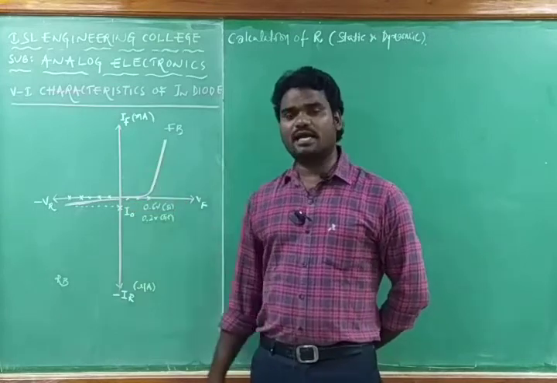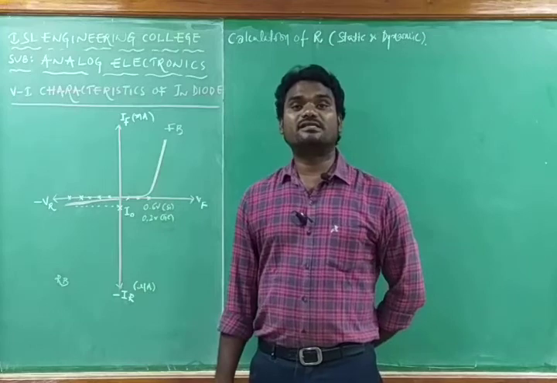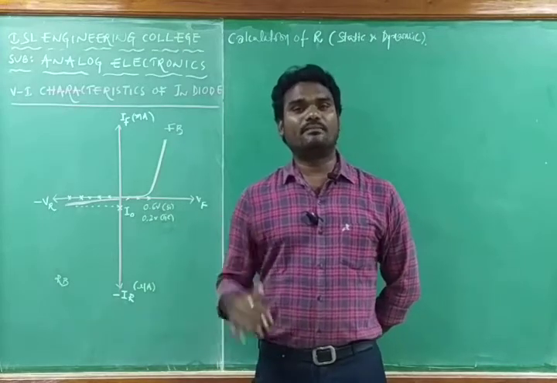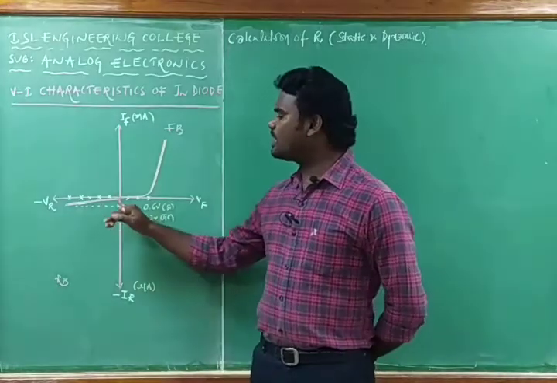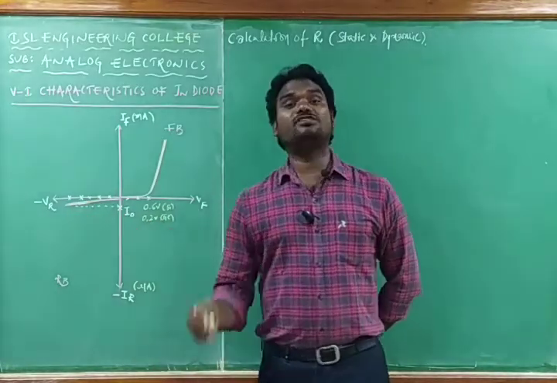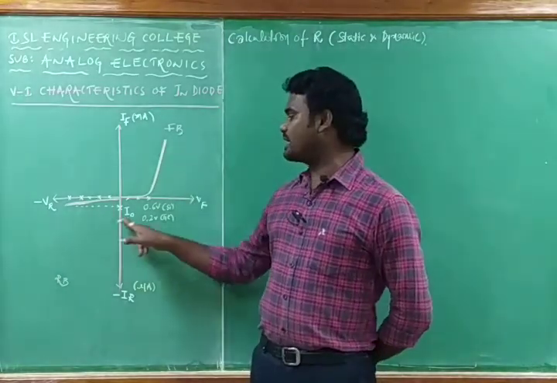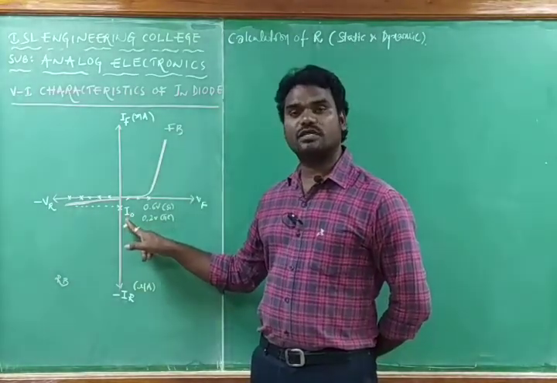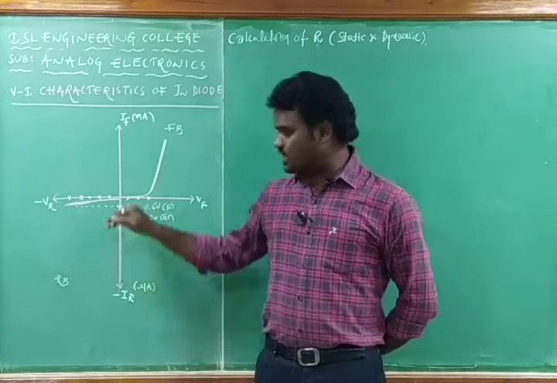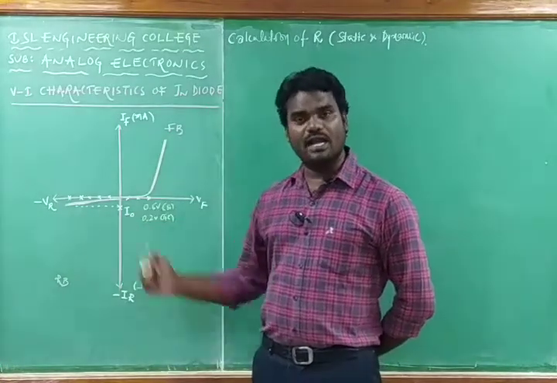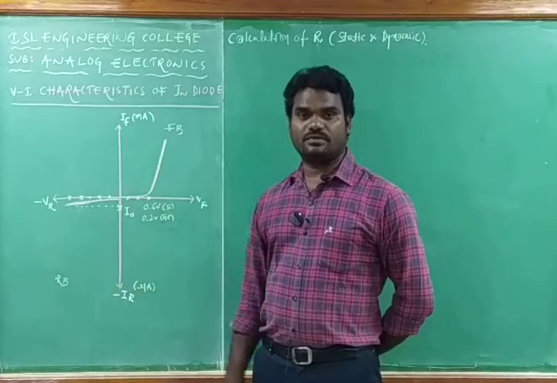In the reverse bias, the current is due to the minority charge carriers, and those minority charge carriers are very small in number, so the current they constitute is also very small, and it is almost constant. That current is named the reverse saturation current, and it is denoted by I naught. Reverse saturation current is nothing but a reverse current, a leakage current, which is in terms of microamps.